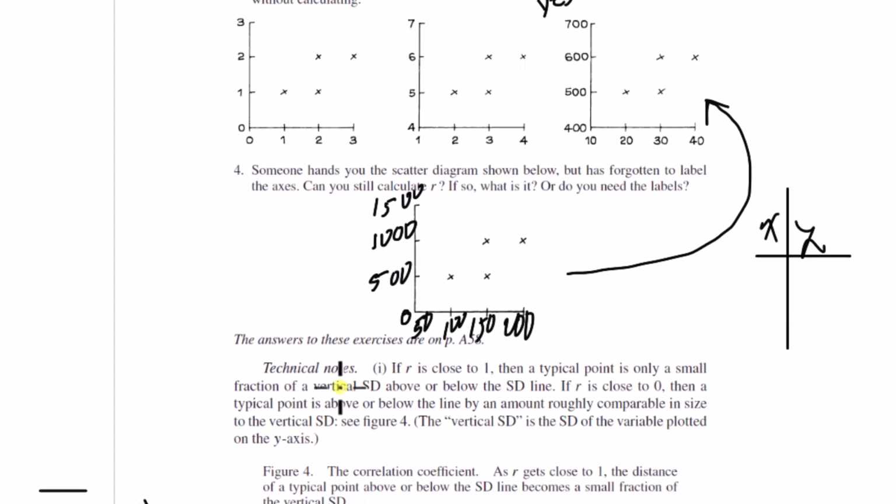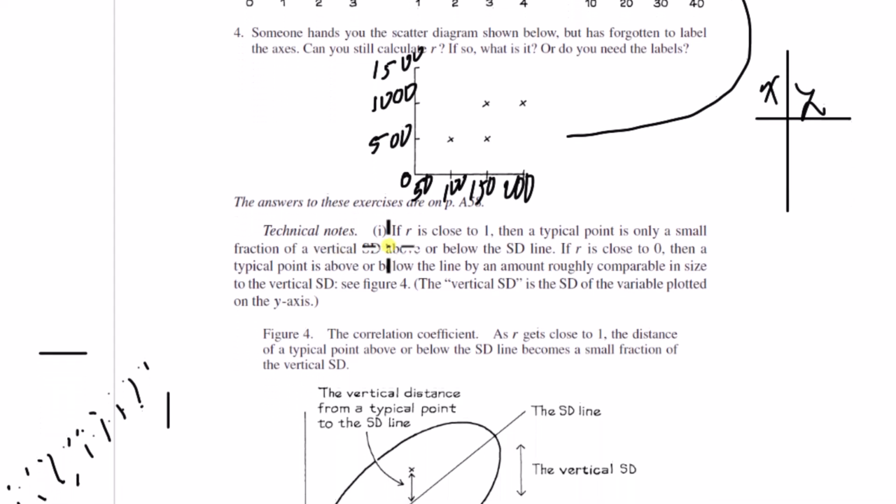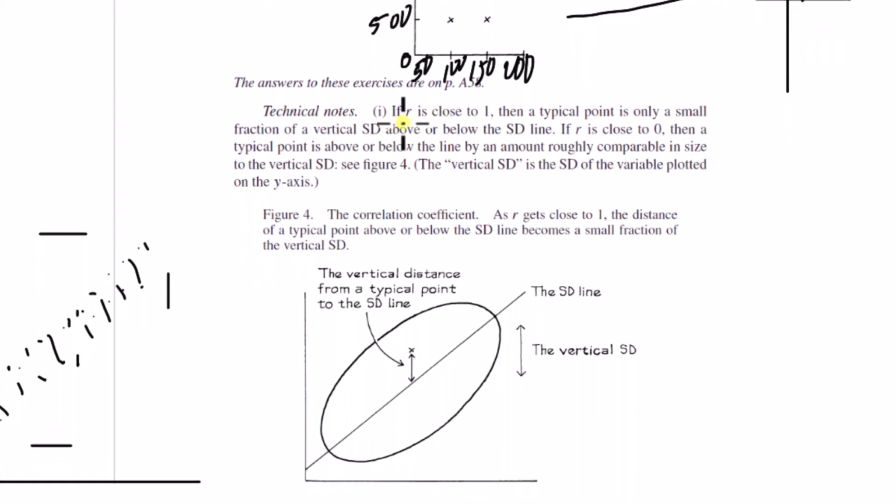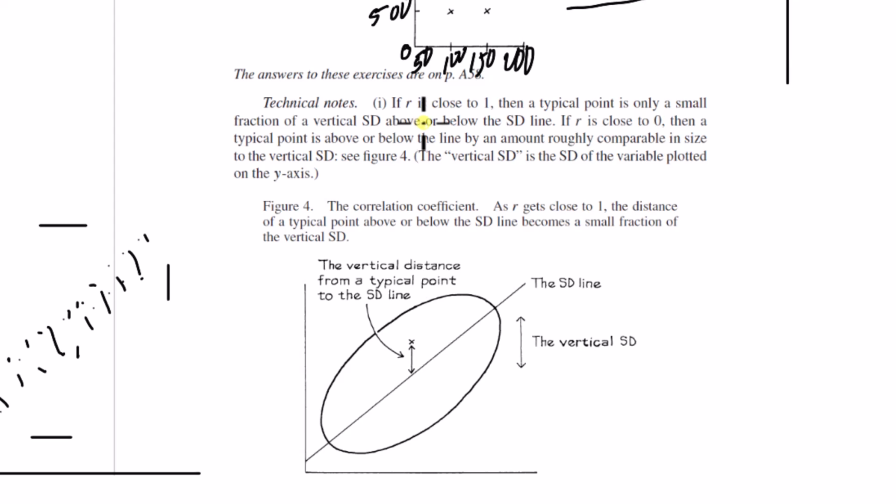Okay, now let's look at these technical notes that they give to close this section. It says if R is close to 1, then a typical point is only a small fraction of a vertical standard deviation above or below the SD line. If R is close to 0, then a typical point is above or below the line by an amount roughly comparable in size to the vertical standard deviation.